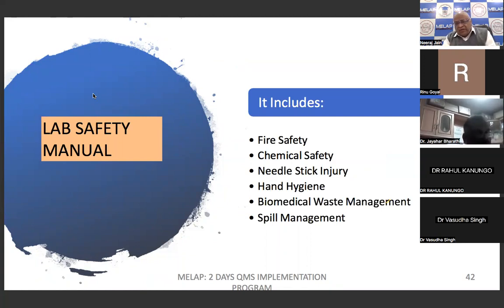And there is one document also, ISO 15190. You can refer to that document. The standard is talking about a few documents. One is ISO 15190, safety requirements in medical laboratory. One is 22367, risk management in medical laboratory. One is 20658, sample collection techniques in medical laboratory.